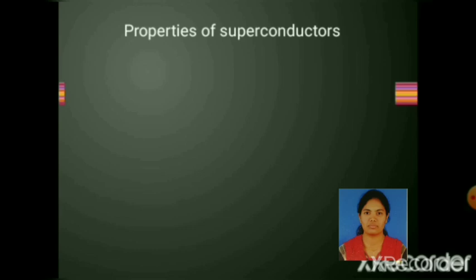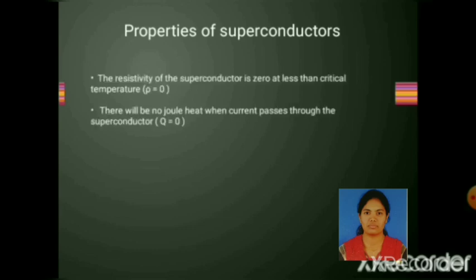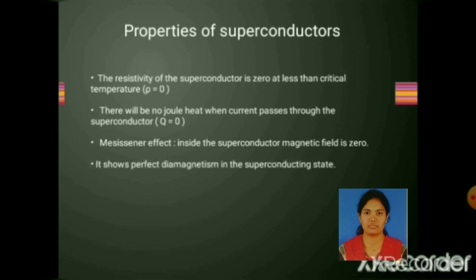Now let us see what are properties of superconductors. The first property is the resistivity of the superconductor is 0 at less than critical temperature. There will be no Joule heat when current passes through the superconductor. As long as the current passes through the superconductor, the material will not produce any heat. Next property is known as Meissner effect. Now what is Meissner effect? Inside the superconductor the magnetic field is 0. So for superconductors, inside the superconductor the magnetic field is 0.